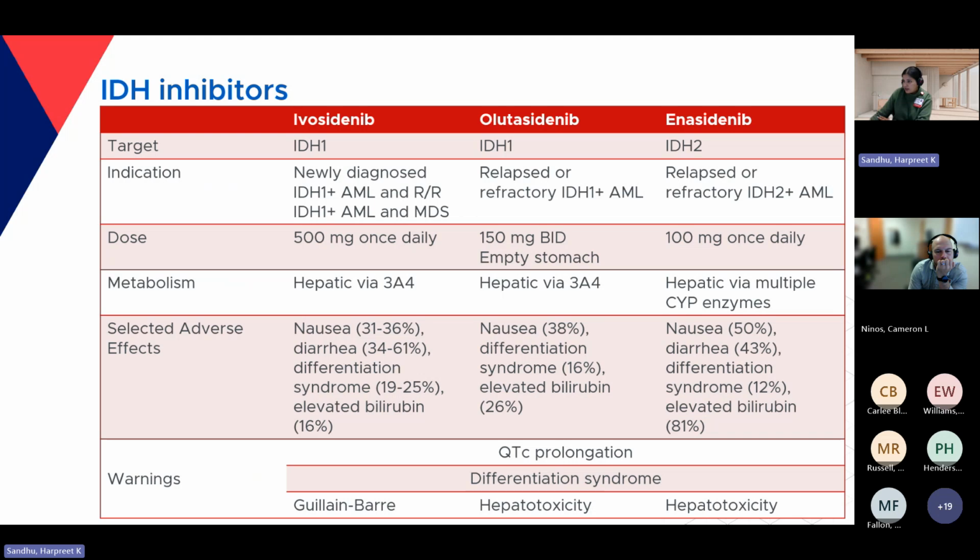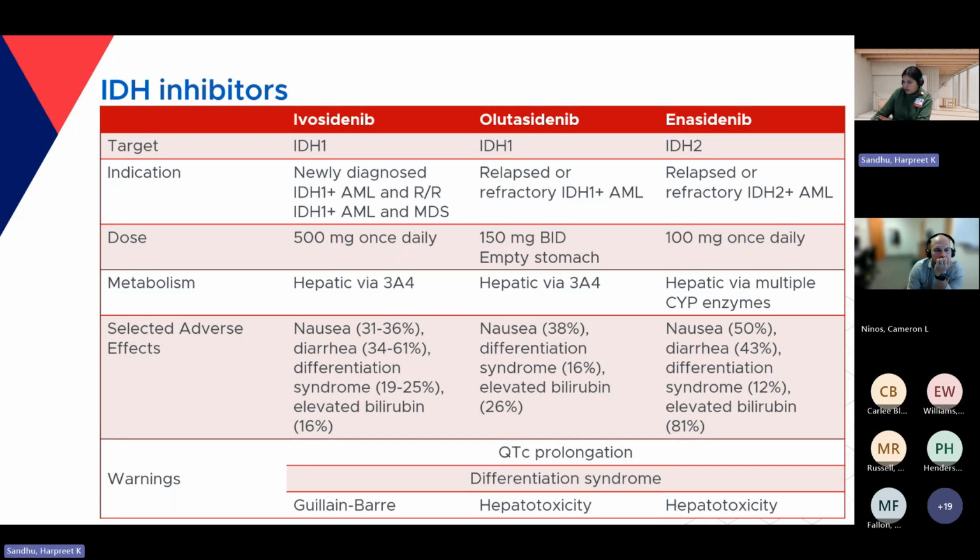So starting with ivosidenib, this one is targeted towards IDH1, approved for use in IDH1 AML, newly diagnosed and relapsed refractory and MDS. It's dosed once a day, hepatically metabolized, and has GI toxicities, so nausea and diarrhea. And then these agents will all have a risk for differentiation syndrome. Thinking about the mechanism where we're promoting differentiation, that makes sense. And then also a risk for elevated bilirubin. This one does carry a warning for Guillain-Barré as well.